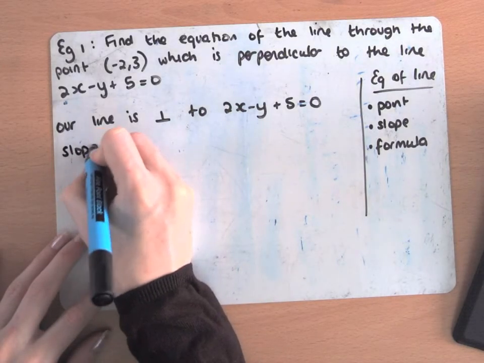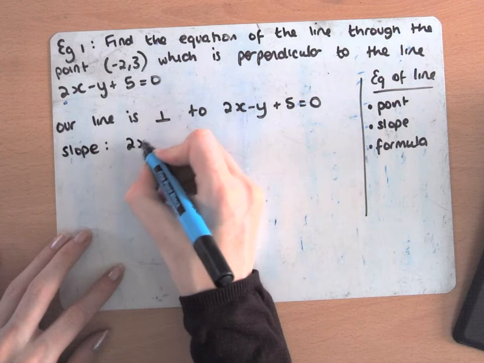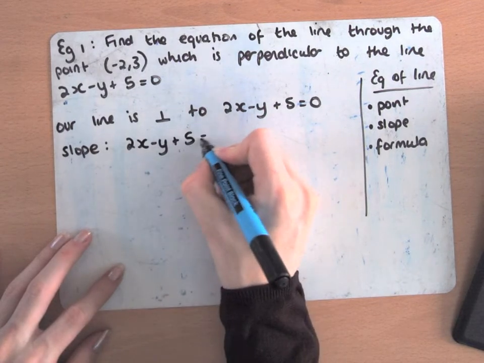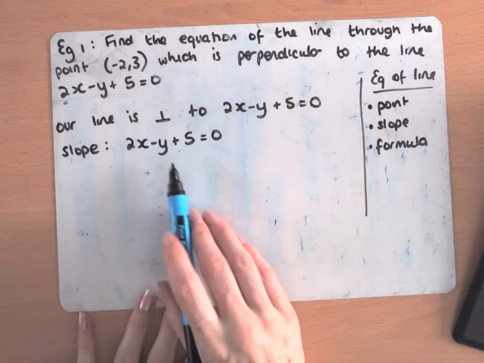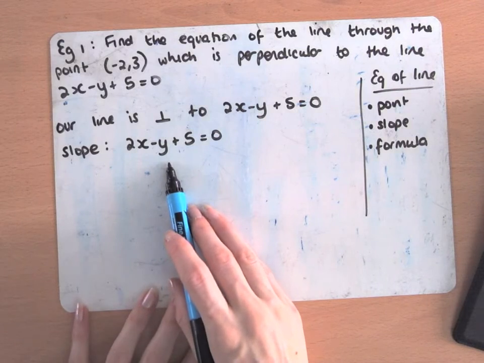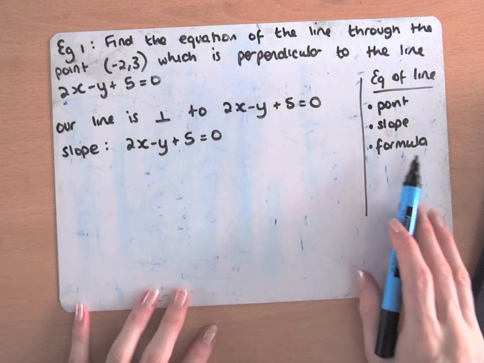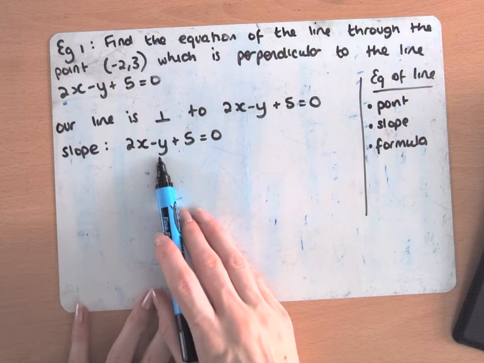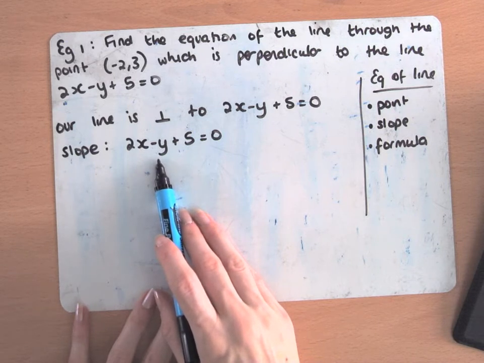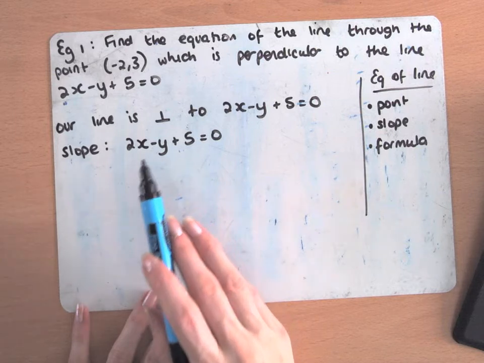So let's get the slope of this. Okay, how do I get the slope of this? That would be the equation. That's over here, this one. Y equals mx plus c. That's the form I wanted in, isn't it? So, I need to get the y on its own. Rearrange it, exactly. Get the y.